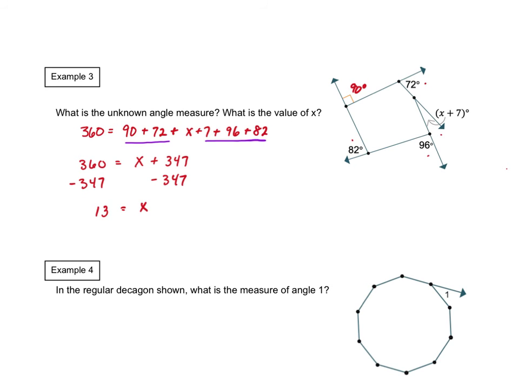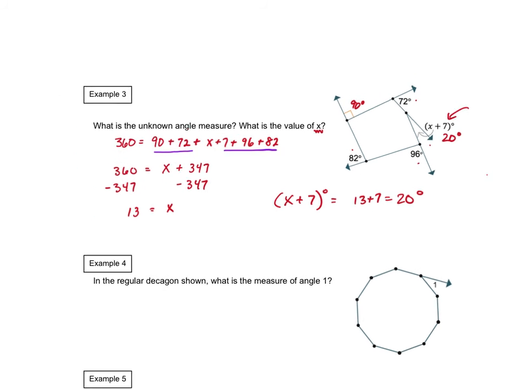Now, so I found the value of x. What is the value of x? X is 13. Well, when I go over here and I plug it into this angle measurement, x plus 7 degrees is equal to 13 plus 7, which is 20. So that missing angle measurement is going to be 20 degrees. And there we go. We were using some of the information that we're learning here to work through some examples.